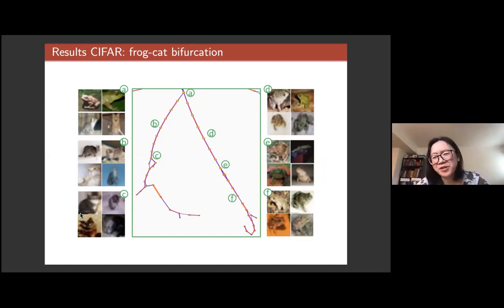Oh, by the way, those images are lower resolution because all our input images are 14 by 14. So they are all kind of blurry, but you can still see. And also they come with tags. There are different types of cats and different kinds of frogs.